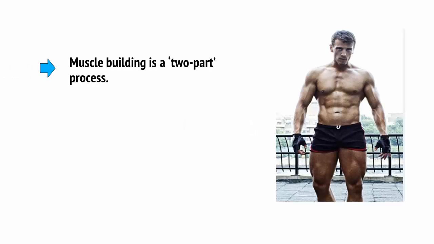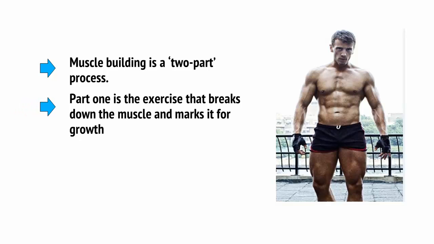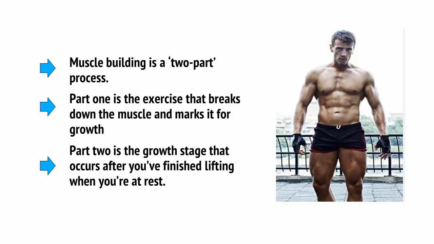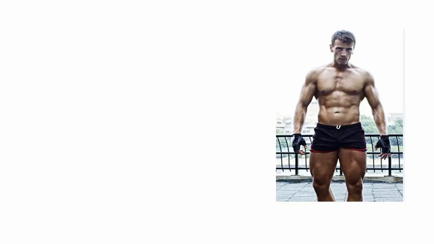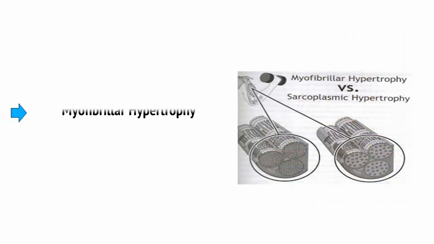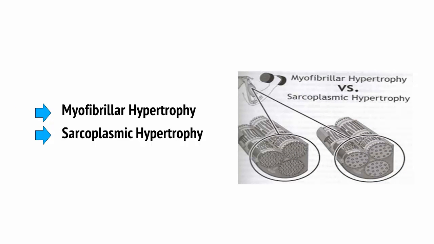In order to build muscle, you need to trigger hypertrophy. This is simply the technical term for muscle growth, and it actually occurs when you're resting. This makes muscle building a two-part process. Part 1 is the exercise that breaks down the muscle and marks it for growth, and part 2 is the growth stage that occurs after you've finished lifting, when you're at rest. And this can occur through two separate methods. These are myofibrillar hypertrophy and sarcoplasmic hypertrophy.